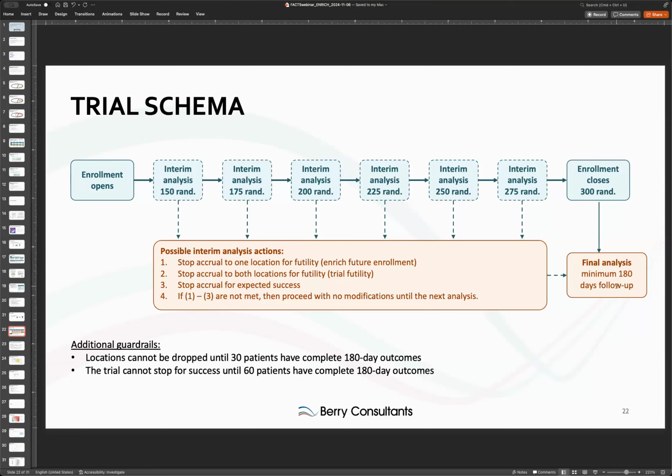There are a couple additional guardrails in this study. Locations can't be dropped, so that's the enrichment rule, until 30 patients in the location have complete 180-day outcomes. And the trial cannot stop early for success until 60 patients have complete 180-day outcomes. I'll show you where those go in FACTS, but those are some minimum amounts of information that the design has, sort of as guardrails, so we're not stopping too early based on a very small amount of information.